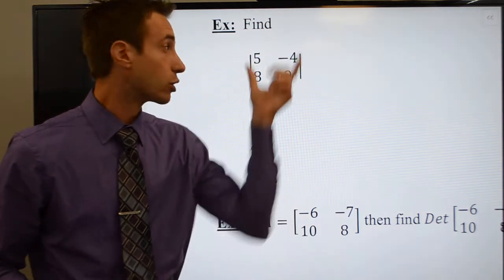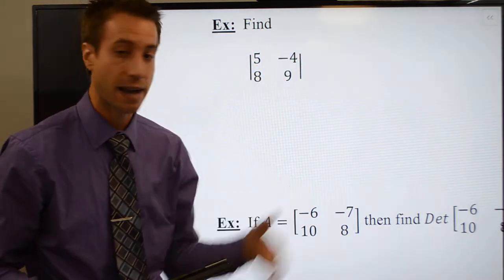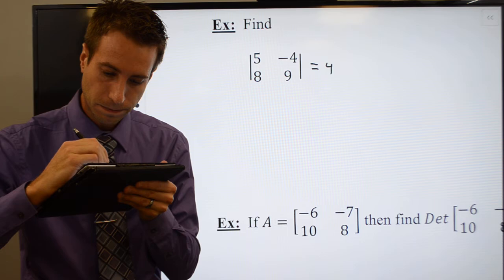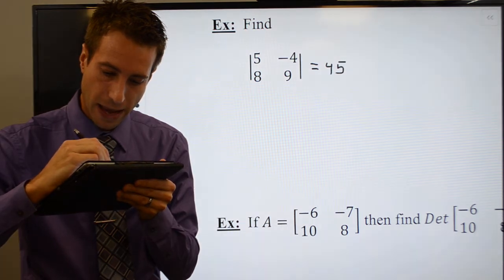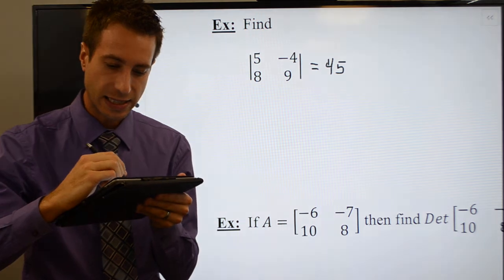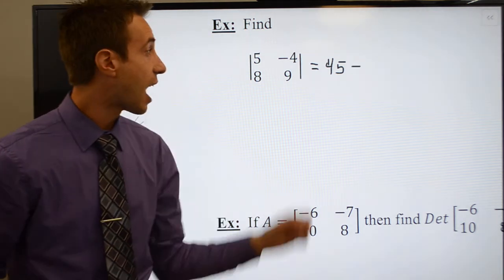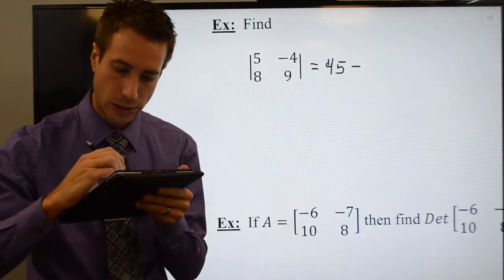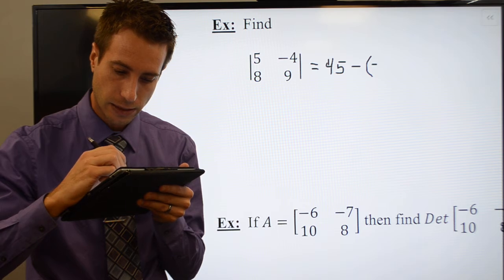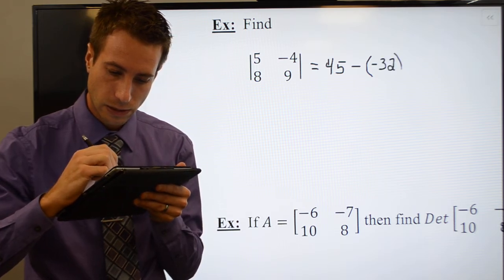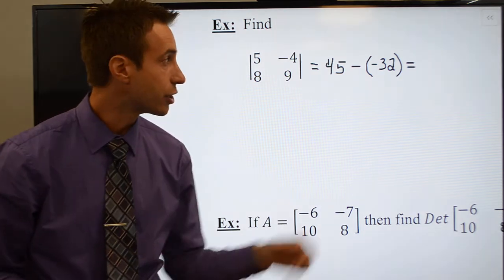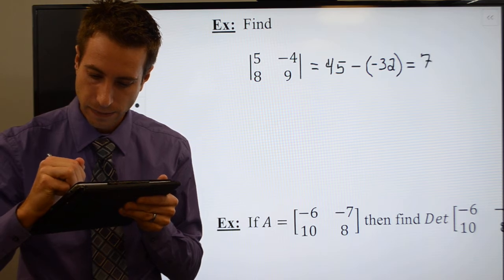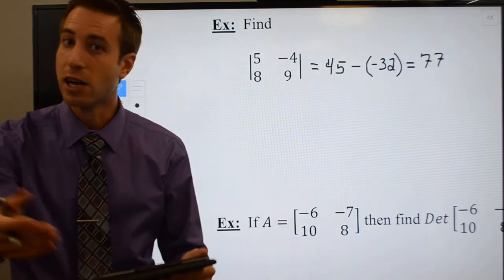Determinant, because it looks like absolute value signs, so I need to do 5 times 9, which of course is going to be 45. I'm going to subtract from that. Oh, careful. Watch your minus signs here. I'm going to subtract, and then I have a negative 4 times 8, which is going to be a minus number. In fact, it's going to be a negative 32, so minus 32. Be careful of your signs here. You'll need to add the opposite, and you wind up with 77. Fantastic. Let's keep going. A couple more.